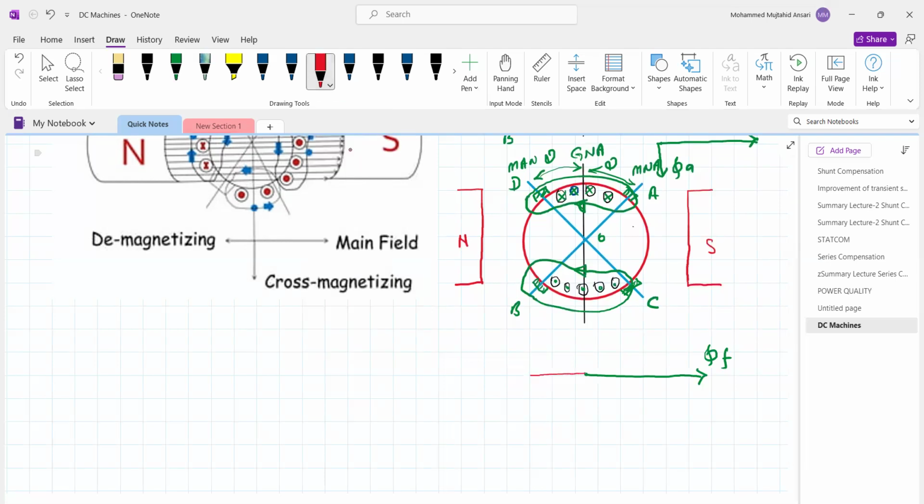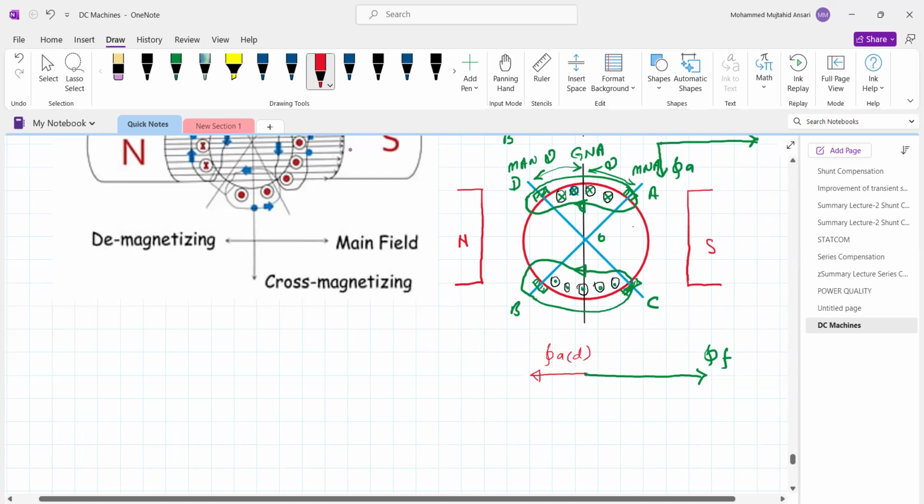No doubt, the magnitude of the flux produced by these conductors is smaller, but it produces this. So it produces the armature magnetic flux with a demagnetizing effect because it is going to demagnetize, whereas here it is going to produce the cross magnetizing. So this is the difference.